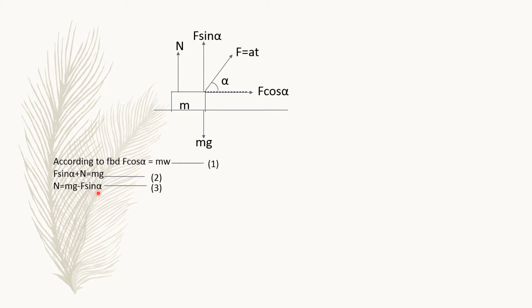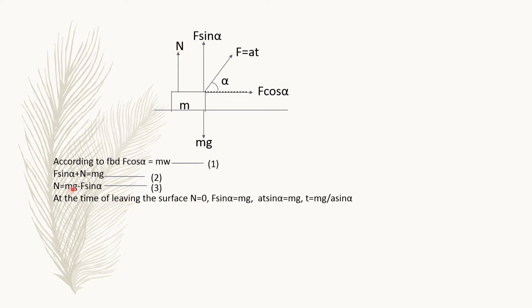Equation 3. As I have said earlier, a time will come when this normal reaction will be 0 and F sin alpha will be equal to mg. At that particular time, this body will leave the surface. We have to calculate the velocity of the body first at the time of breaking off the plane. That means we have to calculate the velocity at the time when this body of mass m will leave the surface. For that we have to first calculate the time when this body will leave the surface. At that time we know that normal reaction is 0. So at the time of leaving the surface, normal reaction is 0.